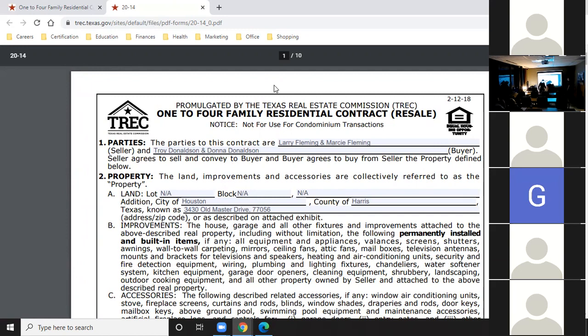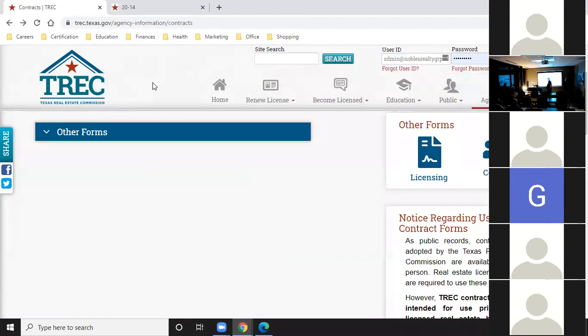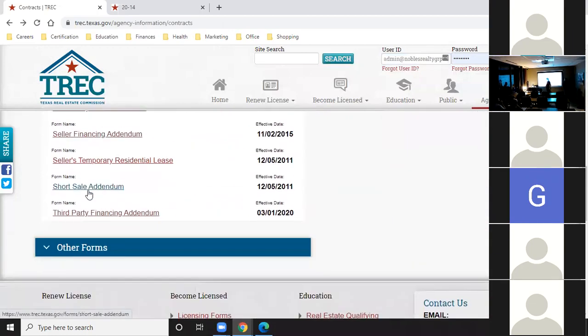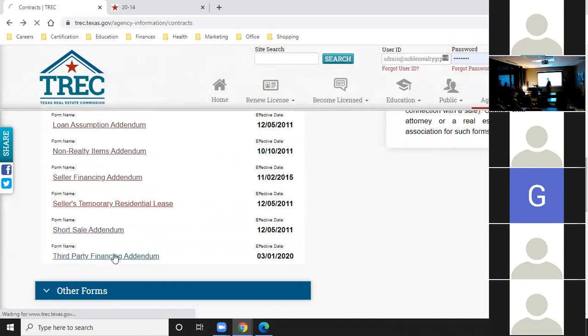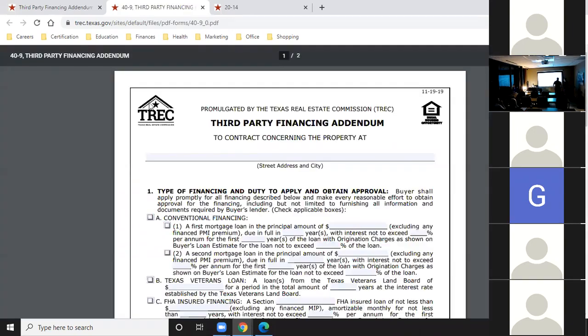Because you're now going to complete the contract, because we're not done. We still have to do the amendments. So go hit the back button, scroll up a little bit, right under addenda, third party. Right there, there you go. Okay, download the form. And then you need to complete this contract.